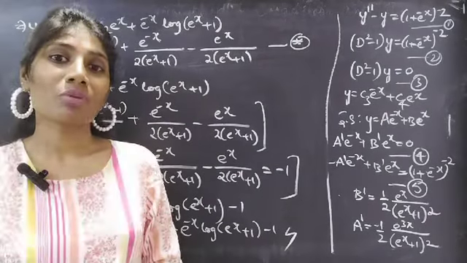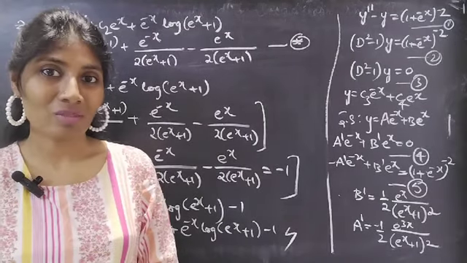So we have seen a problem from the variation of parameters method in this video. I hope you'll understand.